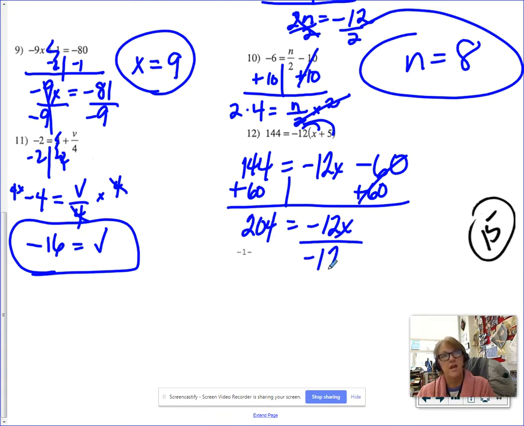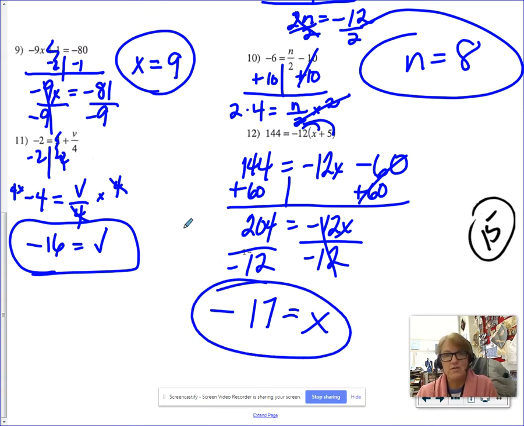To solve for x, divide by -12, and you should end up with a negative value, and I believe you get -17. Make sure you've got all your work shown, because I'm not going to give you credit without it, and then move on to the next thing.